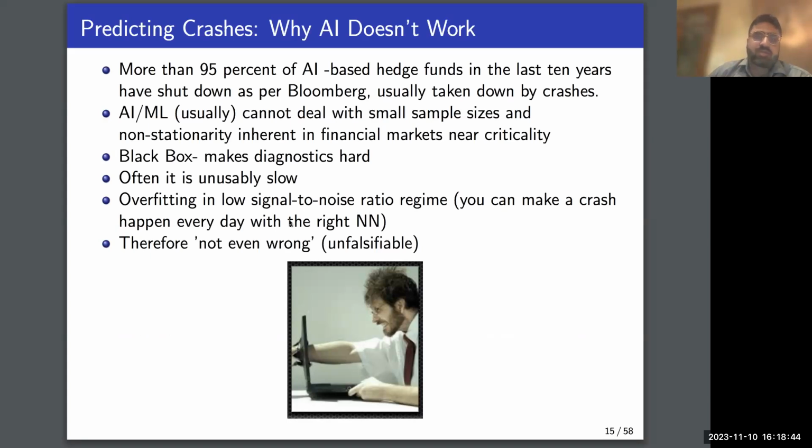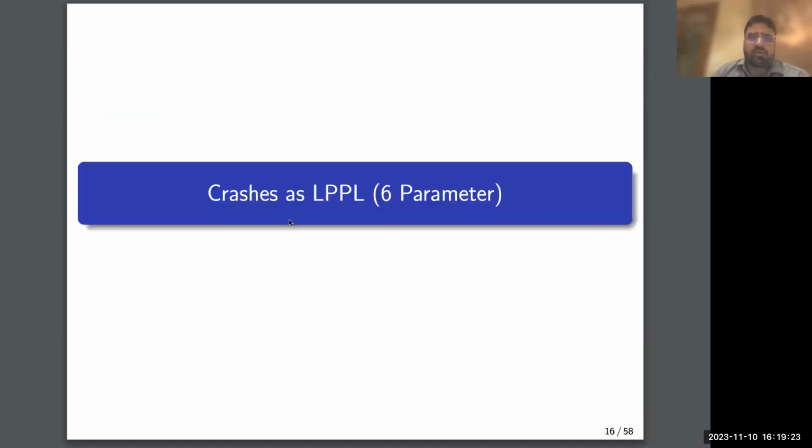Usually the problem is that AI and ML cannot deal with small sample sizes and non-stationarity inherent in financial markets, especially near criticality. They're almost too data hungry, and almost always overfit as well in the low signal to noise regimes which you see in financial markets. And it usually turns out that with the right neural network, you can predict a crash to happen every single day. You can have false positives every single day if you want with the right hyperparameters. Therefore, I think we can be justified in characterizing these as not even wrong or unfalsifiable as a category of models.